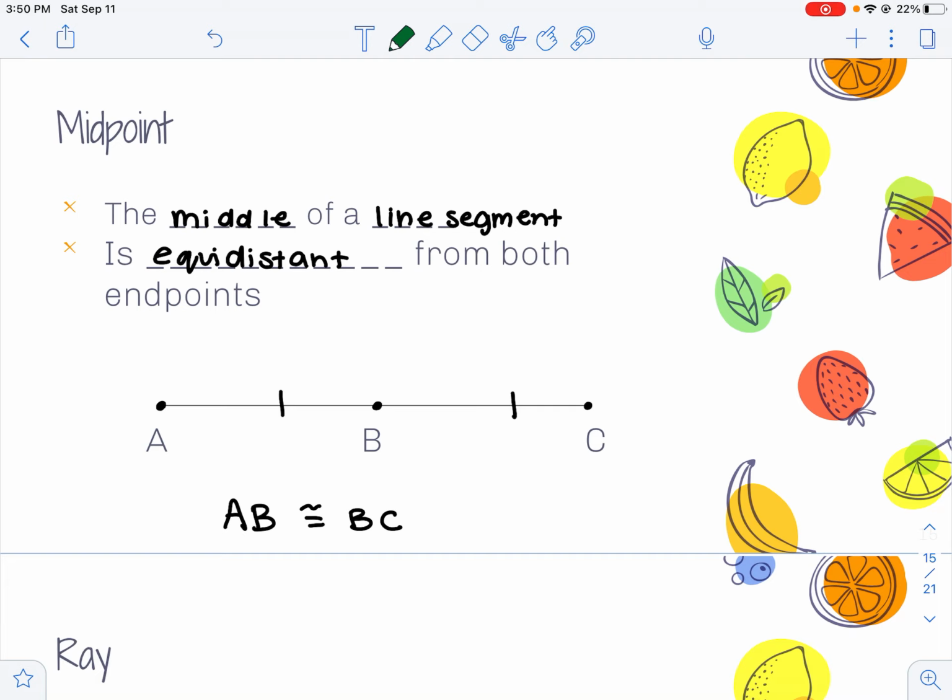All right, my midpoint is going to be in the middle of any line segment, and it's always equidistant, which is a fancy way to say equal distance from both endpoints. I mark that with these little tick marks, just like I did here. That shows, hey, AB is congruent to BC.